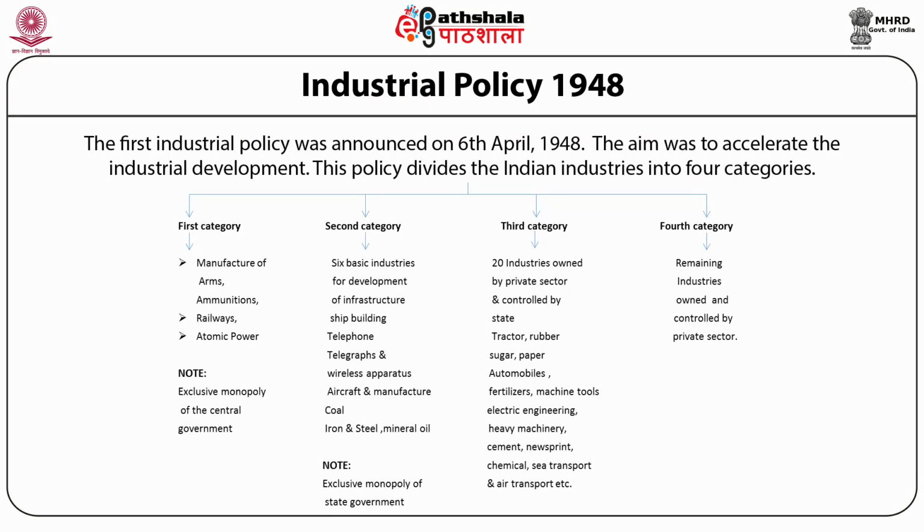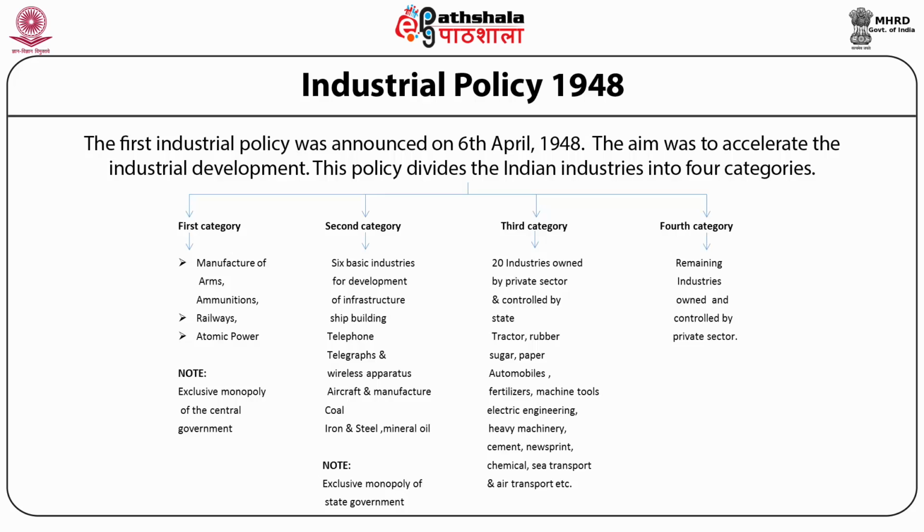The first policy, Industrial Policy 1948. It was announced on 6th April 1948 and the aim was to accelerate industrial development. Here the policy divided the Indian industries into 4 categories. The first category included the industries where the monopoly was of the central government, that is the manufacturing of arms, ammunition, railway and atomic power.